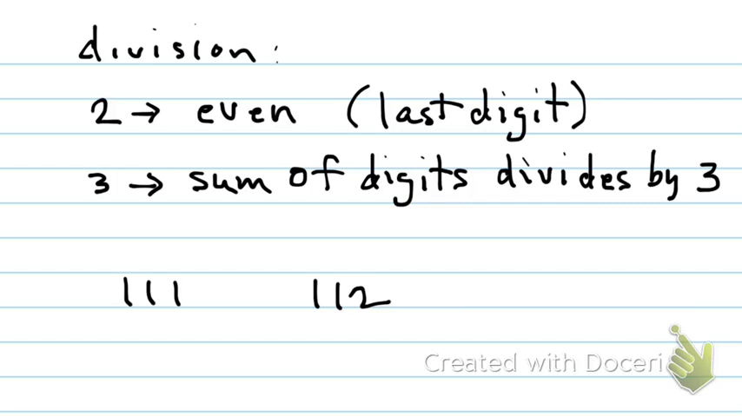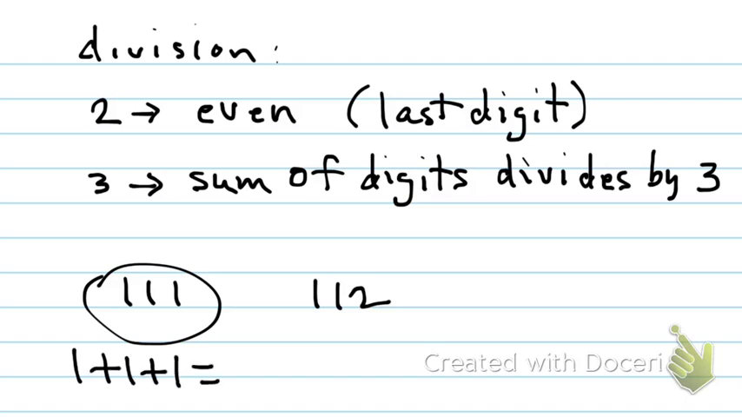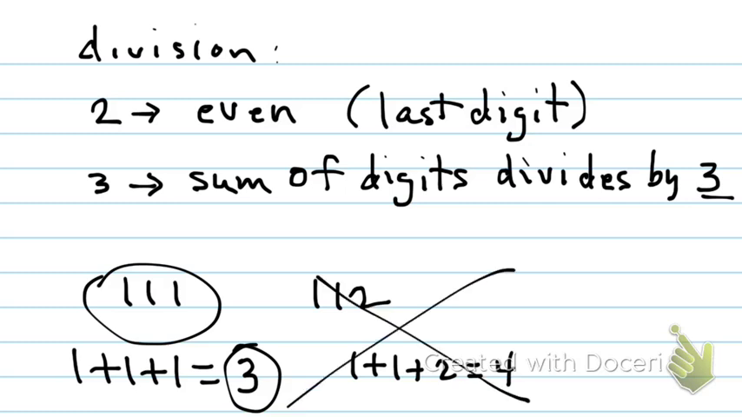111. Now, is 111 the one you would have chosen before I showed you the rule? No. Which one would you have chosen? Probably 112. But it's really which one? Because 1 plus 1 plus 1 is what? 3. And that sum divides by 3. What's 1 plus 1 plus 2 make? 4. Will that divide by 3? No. Then neither does 112. All right? If you add up the digits and you get a number that divides by 3, then the number divides by 3.